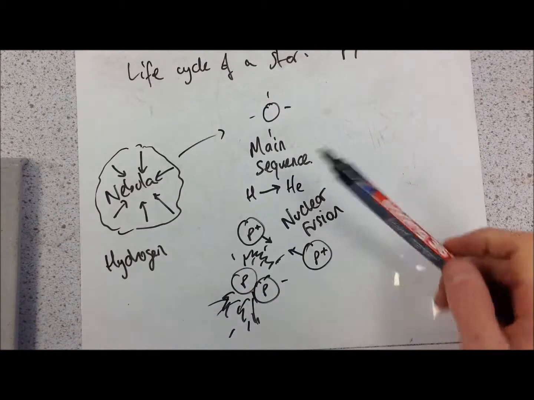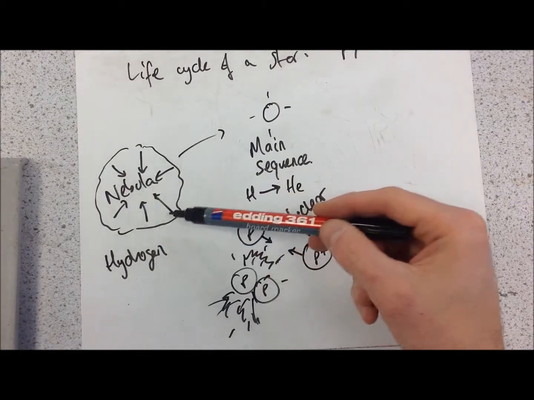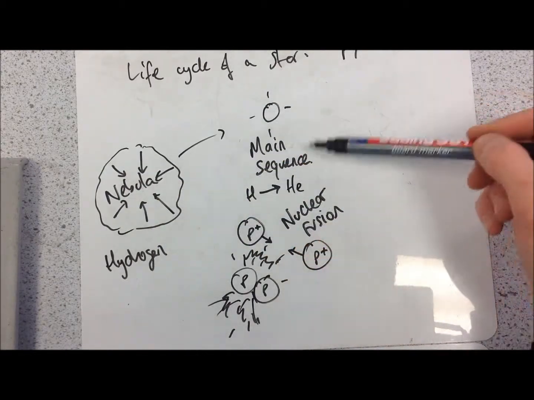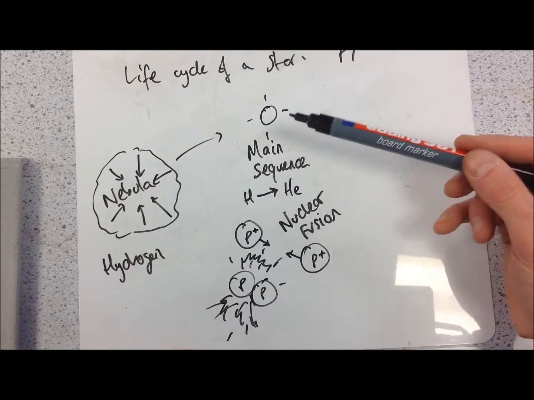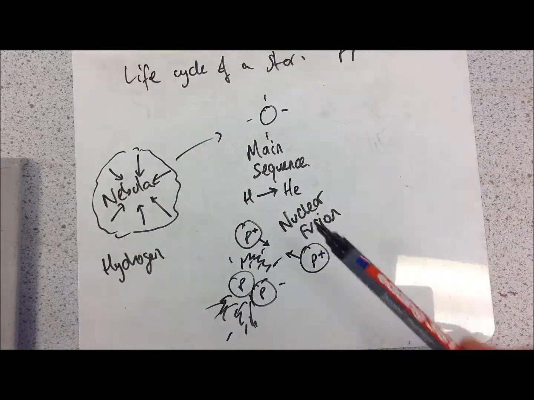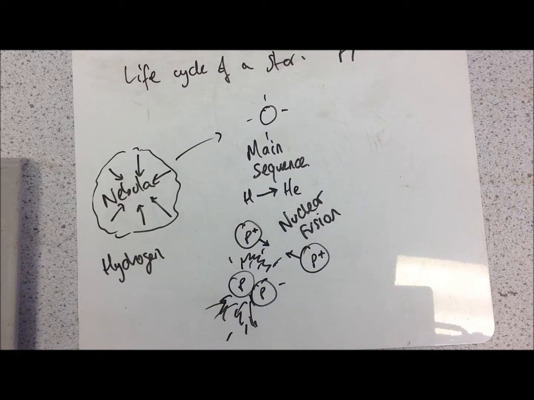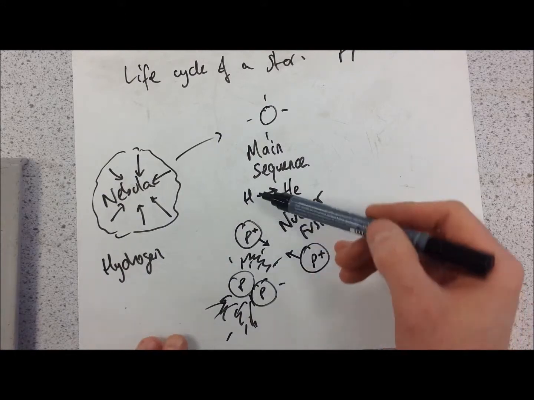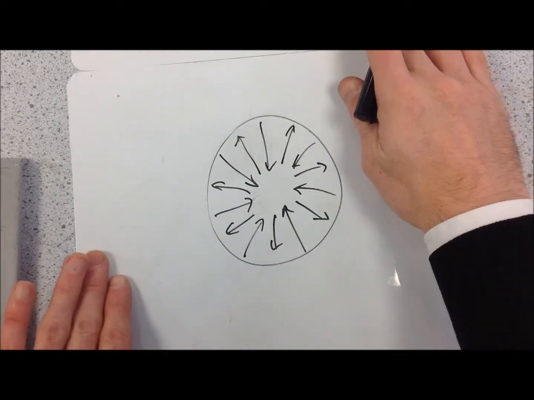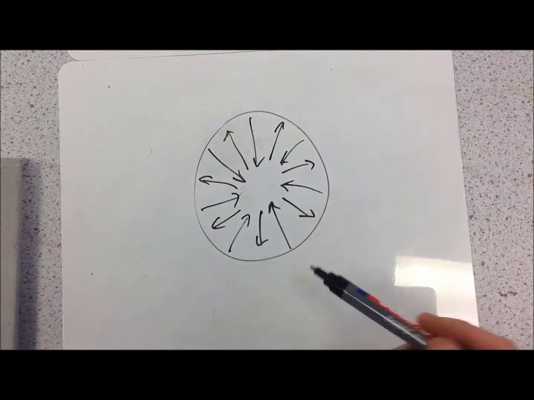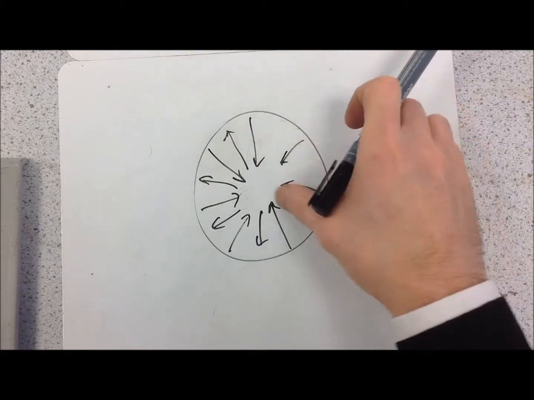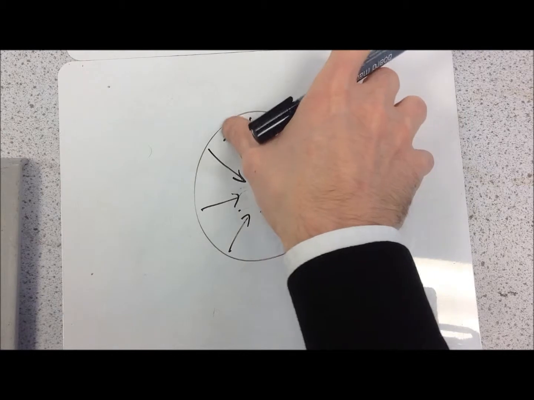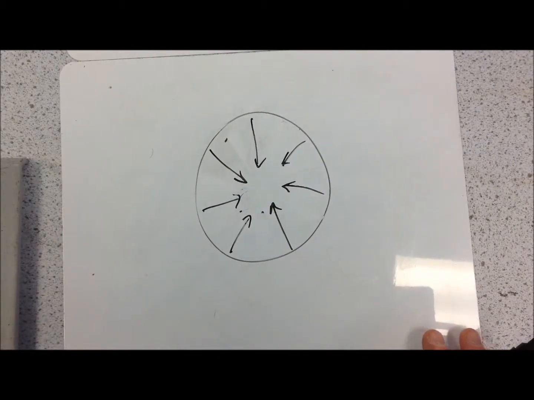But we've only got so much hydrogen to begin with in this cloud, and it's not going to last forever. The sun is in the main sequence right now, it's 5 billion years old, and it's got about 5 billion years worth of hydrogen left. But when the hydrogen starts to run out, nuclear fusion will stop, and we won't have that radiation pressure. This outward force won't exist, so all we'll have left is gravity.